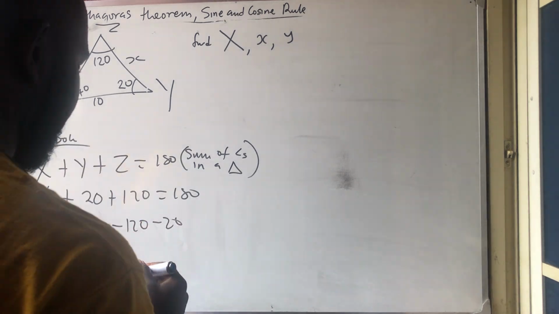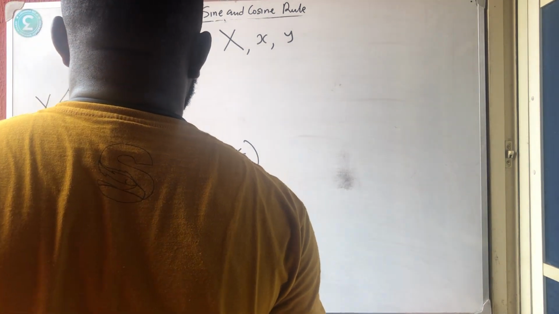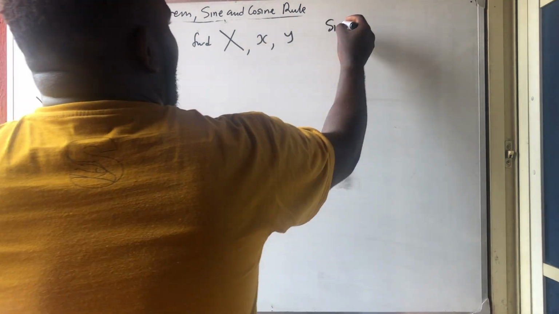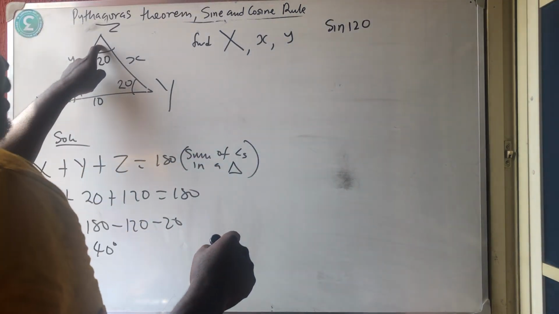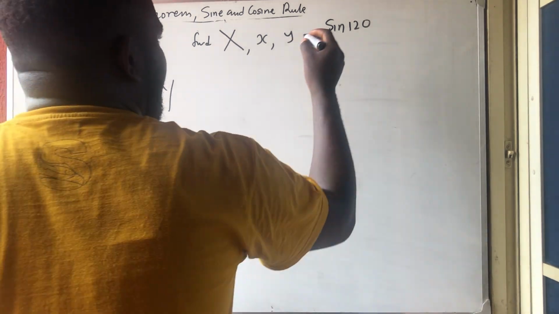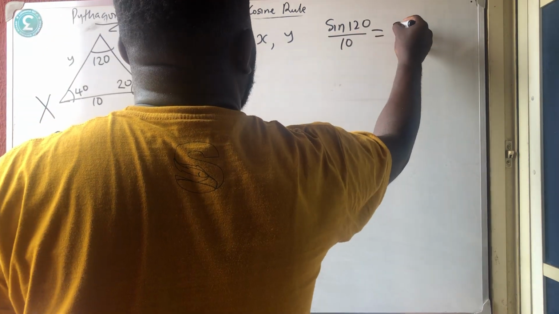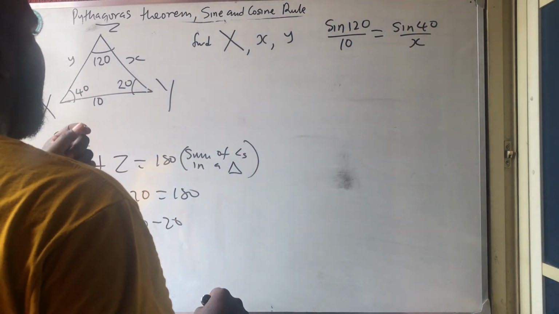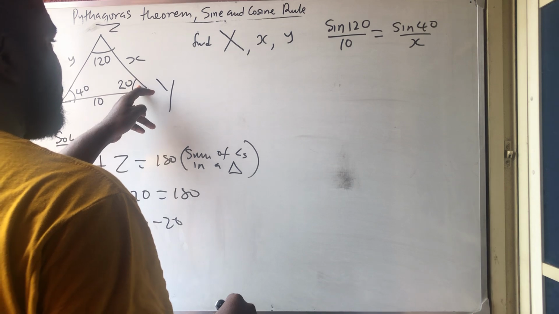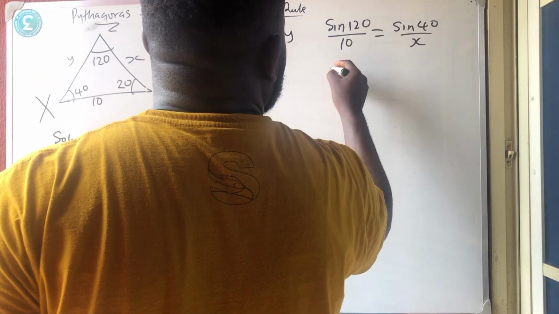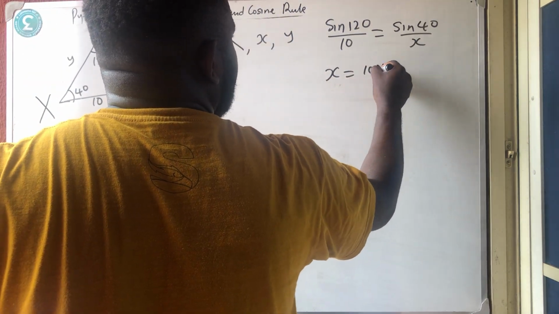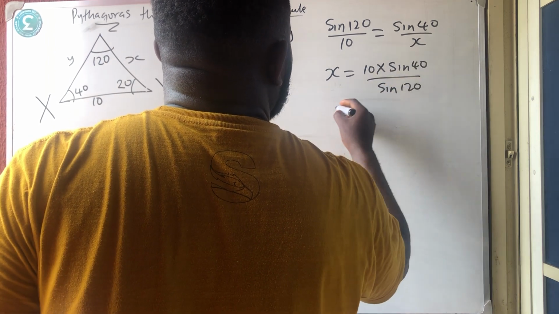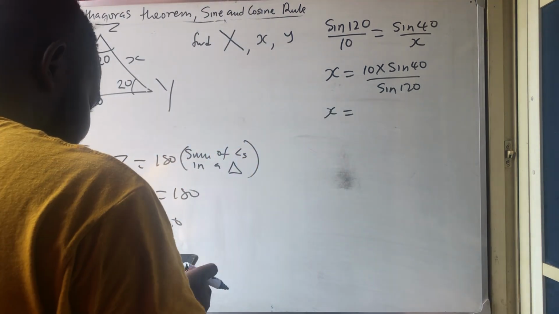So I can now find my x and y. To find my x and y, I can use the sine rule. Sine 120, you find two sides, that is, the angle and the side facing it, that you can use. Sine 120 all over 10 is equal to sine 40 all over x that I'm looking for, if I want to look for x. But if I want to look for y, I will say sine 20 all over y. So cross multiply to have that x is equal to 10 times sine 40 divided by sine 120.